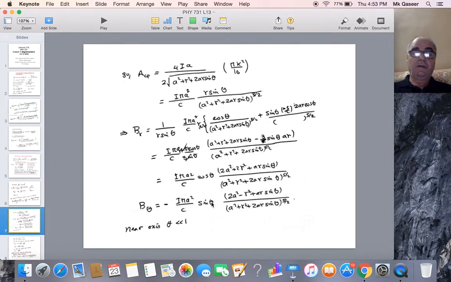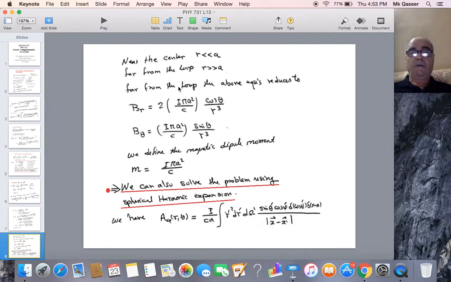Near the axis of symmetry, we have theta much smaller than 1. Near the center also we have r much smaller than a. Far from the loop we have r much greater than a. Now far from the loop, the above equation reduces to this form. B r is given by this and B theta is given by this. We define the magnetic dipole moment as I pi a squared over c.